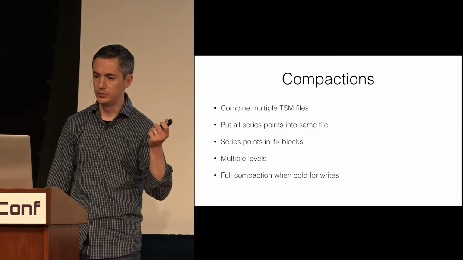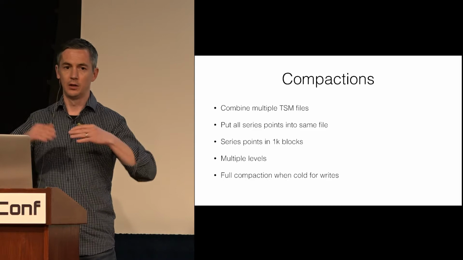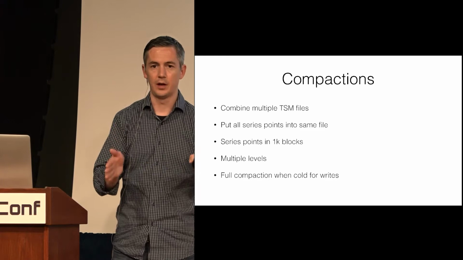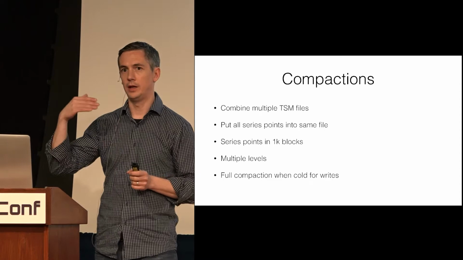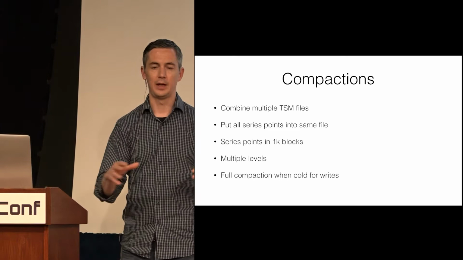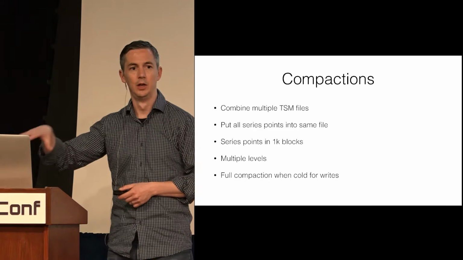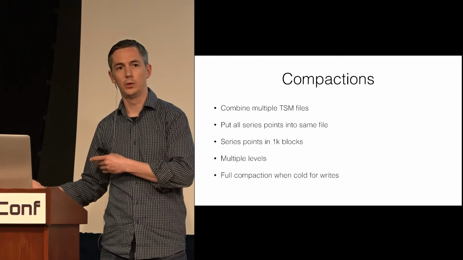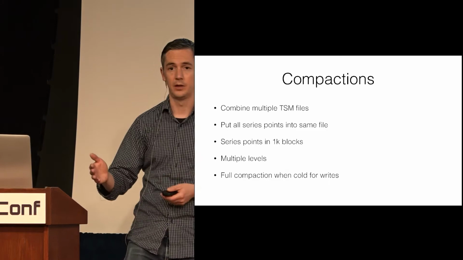I mentioned points in 1K blocks, and we have multiple levels of compaction, where we favor the lower levels first and then the larger levels later. The other thing is, as we're compacting data, the TSM files are in time order. They have time ranges in them. So if you're just writing now data, appending new data all the time, those older files will get to a point where they get compacted, and then they won't get touched. We'll only be touching the young generation of TSM files. But because we have this idea of shards, shards generally will go cold for writes after some time. After a while, we will try to do a full compaction on that shard, which will look at all the TSM files and try to optimize for the best possible combination.